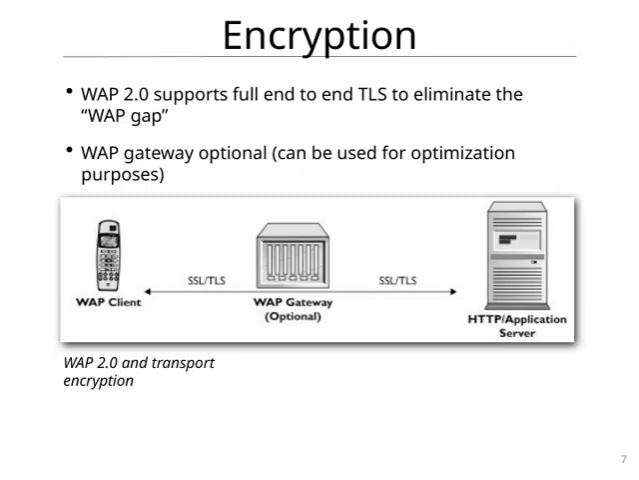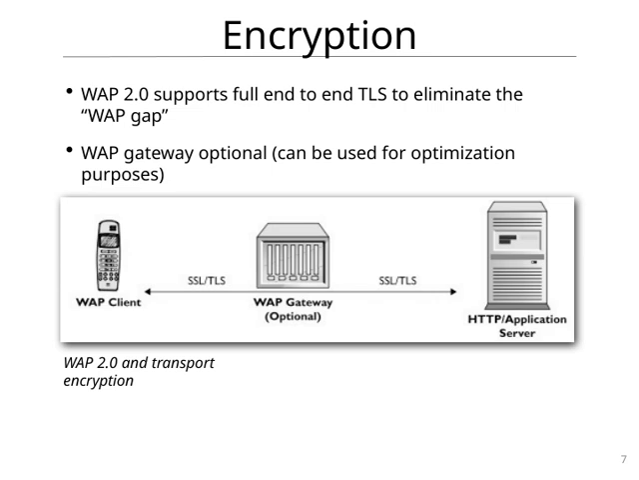One of the key improvements is that it now supports full end-to-end TLS, which really helps eliminate the so-called WAP gap. This gap was a security weakness where data could be vulnerable during transmission. With TLS, data remains encrypted all the way from the device to the server, ensuring much better security. Additionally, the WAP gateway is now optional. This means it can be used for optimization purposes if needed, but it's no longer a mandatory part of the setup. This flexibility allows for more streamlined and secure communication pathways.